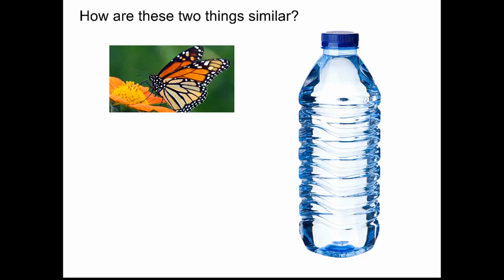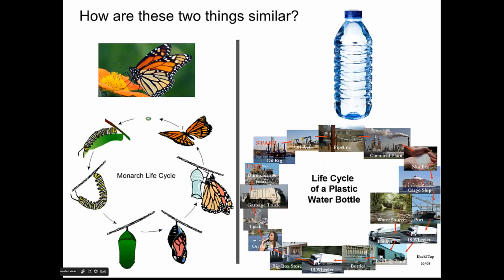Like most analogies, this one isn't perfect, but it is used to connect what students already know, a butterfly life cycle, to this new concept of a product life cycle. The important point here is that each of these things, the butterfly and the bottle, has a life which can be divided into stages from beginning to end as shown in these graphical representations.